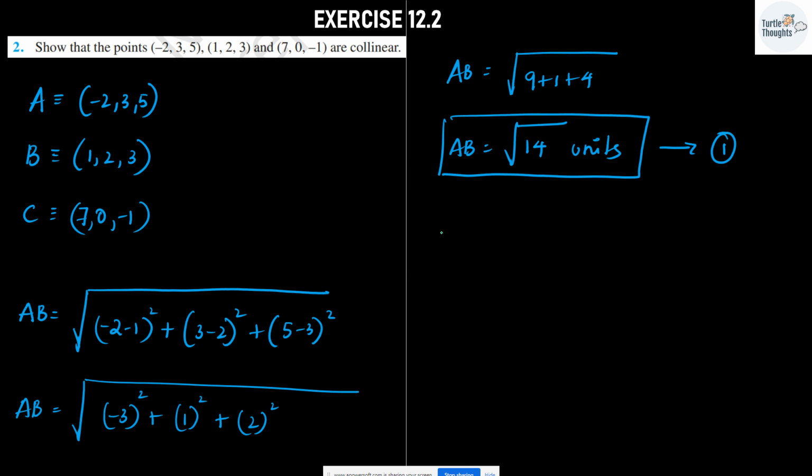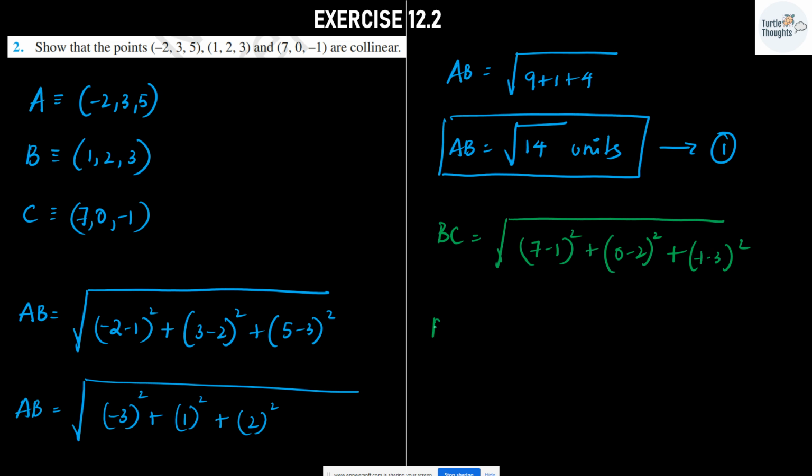Next, you can consider the distance BC. If I consider the distance B and C, I can write x2 minus x1, which is 7 minus 1 whole square, plus y2 minus y1, 0 minus 2 whole square, plus (minus 1 minus 3) whole square. BC is going to be under the root 7 minus 1 is 6, so 6 square, plus 0 minus 2 whole square, plus minus 1 minus 3, minus 4, whole square.